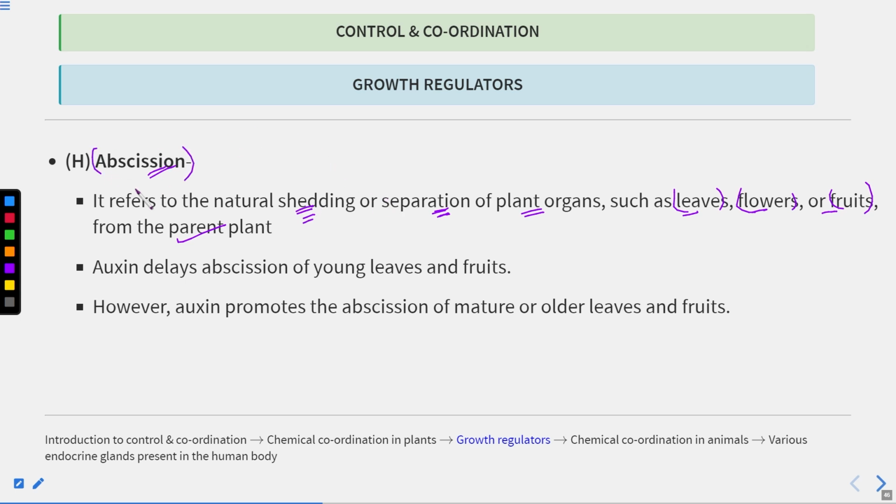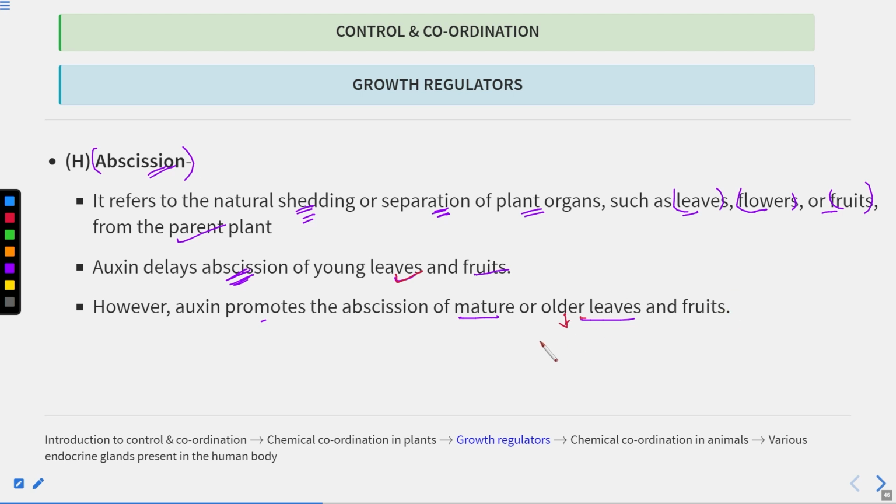Now, auxins play a role in abscission. So what happens in the young leaves and the fruits? Auxin delays abscission, meaning auxin delays the shedding of the leaves, flowers and buds when they are young. However, auxins promote the abscission of the mature or older leaves. So when the leaves and fruits are young, auxin prevents the abscission or shedding. But when they are mature, it helps in the shedding of the older leaves by the formation of the abscission layer.